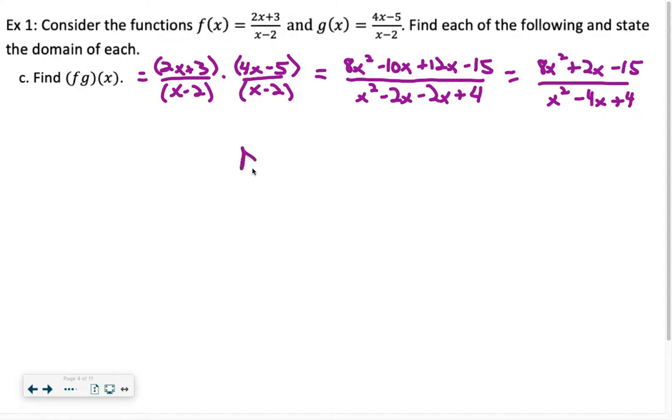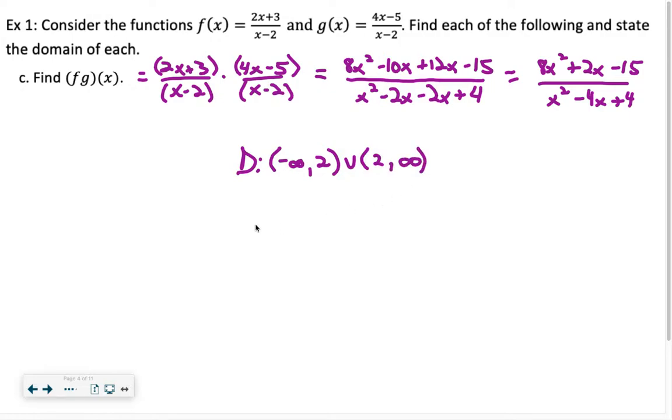Now, the domain, right, since again, my only factors in the denominator are x minus 2 and x minus 2, I could have just rewritten this as x minus 2 squared. The only value that would make the denominator equal to 0 again is 2. So my domain here is going to be the same as the last two parts.